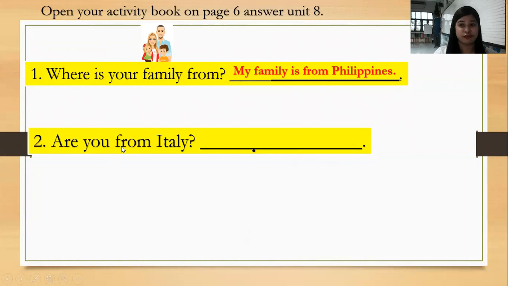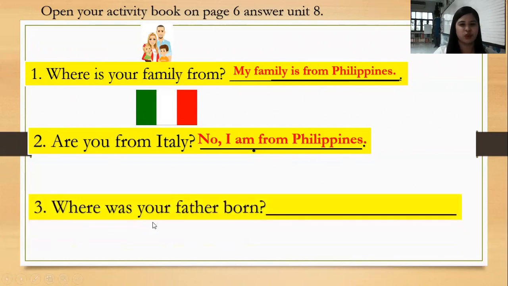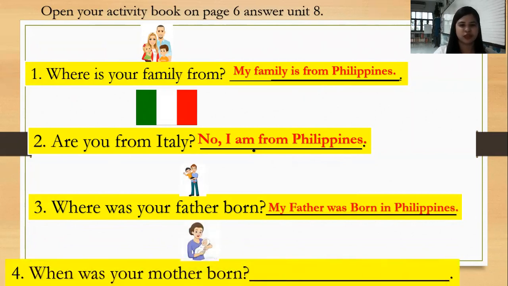Second, are you from Italy? No, I am from the Philippines. Third, where was your father born? My father was born in the Philippines. Where was your mother born? My mother was born in the Philippines.